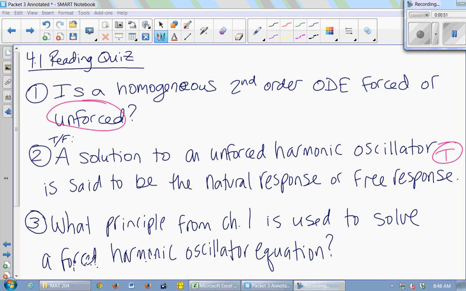So what principle from chapter 1 is used to solve a forced harmonic oscillator equation? Linearity. It is not partial fractions. Linearity. It's the one where you have to solve the homogeneous equation, find the general solution to the homogeneous equation, then find a particular solution to the non-homogeneous equation, and then you add them together to get the general solution. Oh, good.